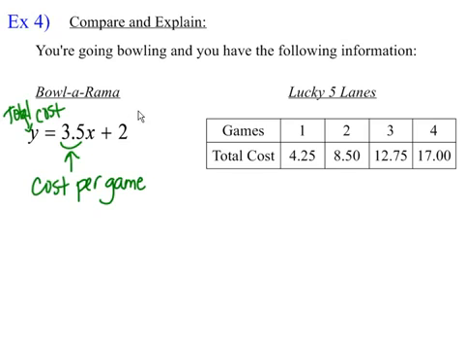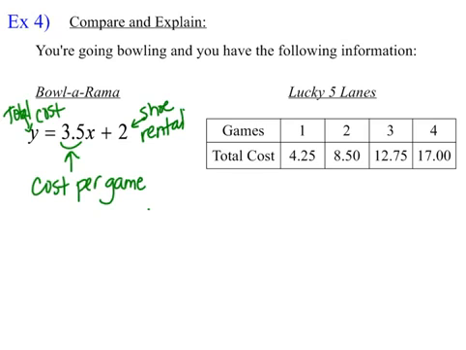So this 3.5 is going to represent that cost per game. That means this fixed number, this additional 2, this fixed fee, because it's fixed, it's not changing, it's not being multiplied by anything. In terms of bowling, it's probably the shoe rental. So at Bowl-O-Rama, we're going to pay $2 to rent shoes, and then from there pay 3.5 per game.